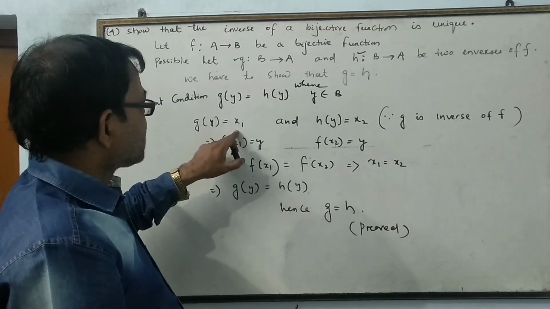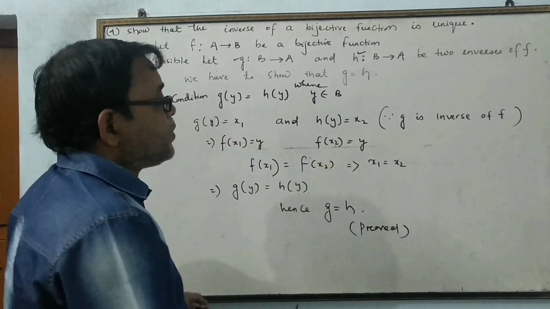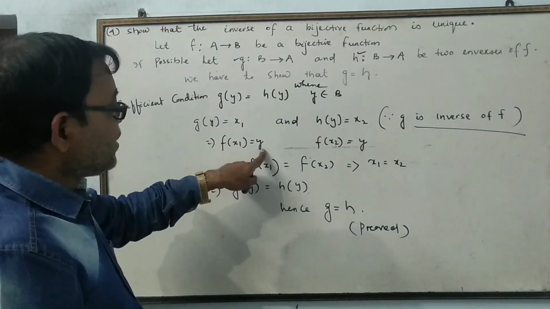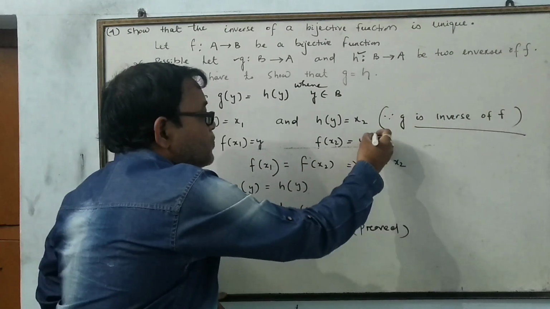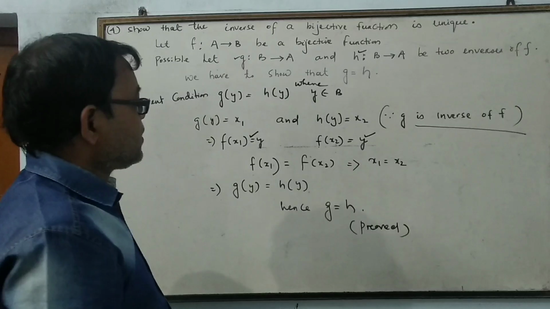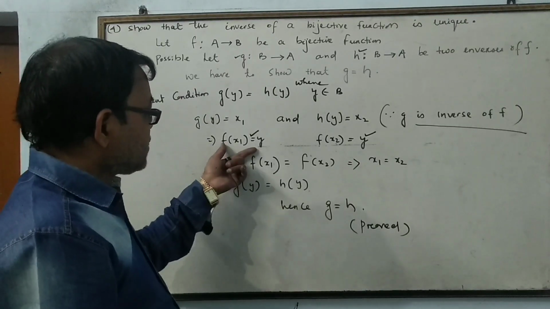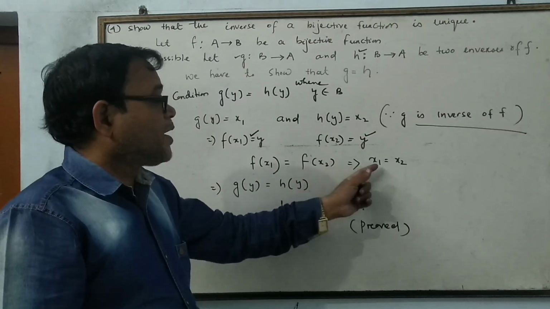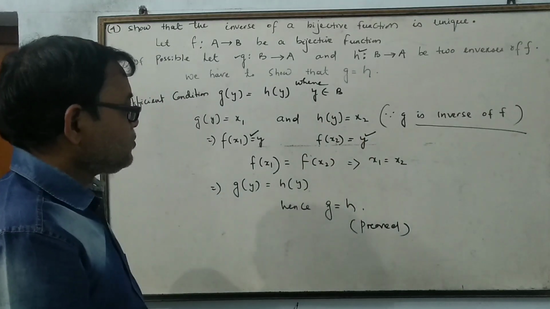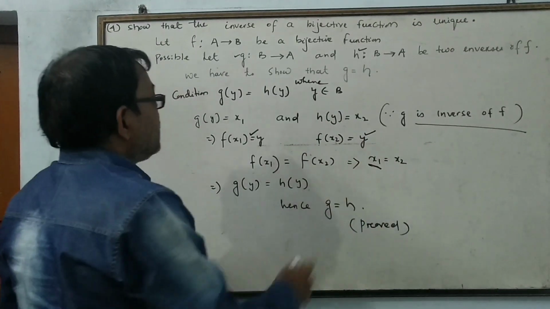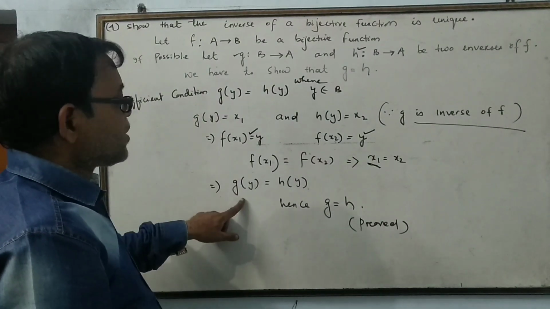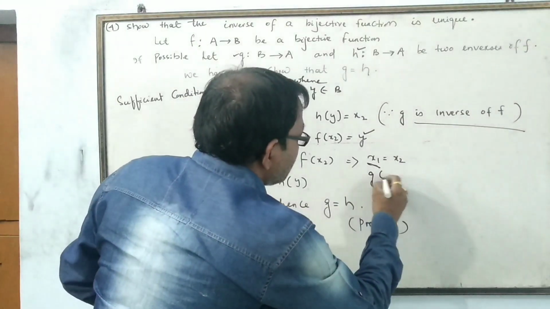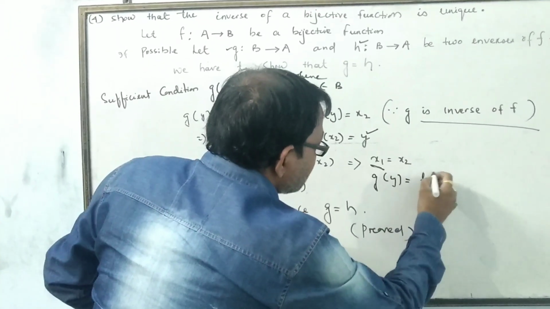Let g of y be equal to x1 and h of y be equal to x2. Because g is the inverse of f, I can write f of x1 is equal to y and f of x2 is also equal to y, because of the inverse of f. From this condition, it is clear that f of x1 is equal to f of x2, which implies that x1 must be equal to x2. But what is x1? x1 is nothing but g of y. What is x2? That is h of y.